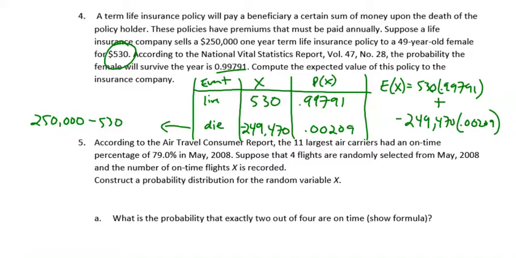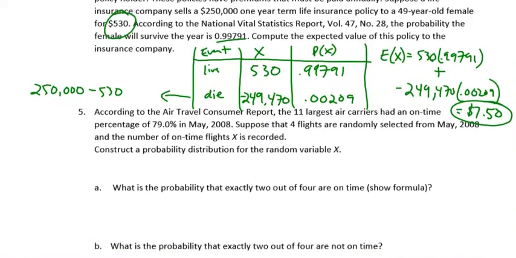530 times 0.99791, minus 249470 times 0.00209, is $7.50. Remember to give me units in this case. That's dollars. Okay.